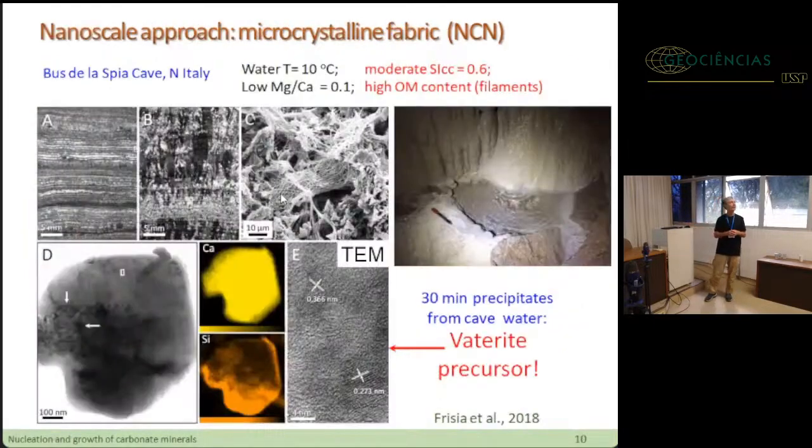And we can perform in-cave, in situ precipitation experiments. We use a TEM grid, with the very water forming our speleothems, and we can precipitate in half an hour the very precursor phases of our calcium carbonate. And we were able, in this cave in Italy as well, to have vaterite forming on our TEM grid.